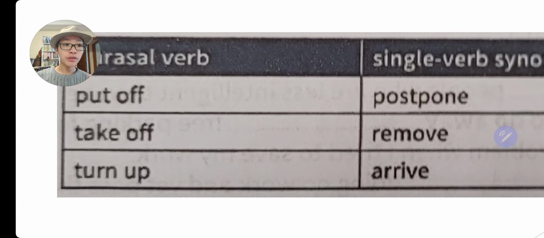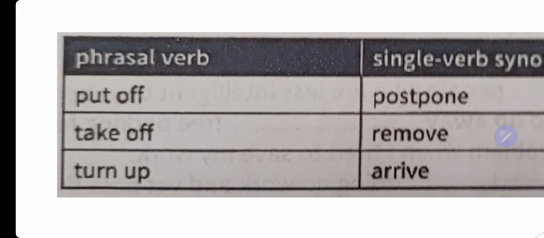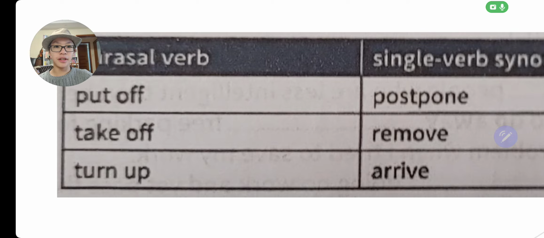Yeah, see? You can always replace a phrasal verb with these single verb synonyms, and single verb synonyms with their own phrasal verb counterparts. Of course, there are other single verb synonyms for put off, like procrastinate. And for take off, other than remove, it would probably be unclothe, depending on the situation. Yeah, as I said, phrasal verbs sometimes have abstract meanings.